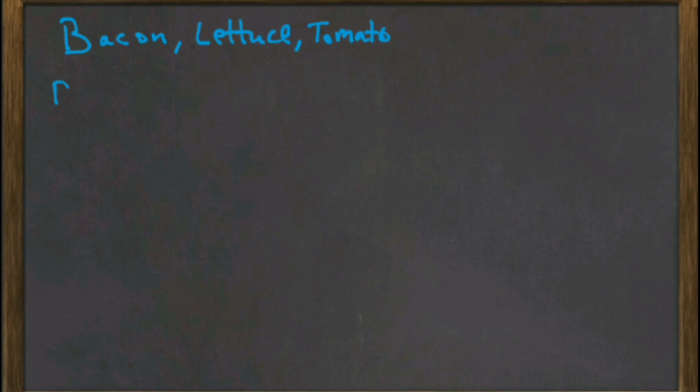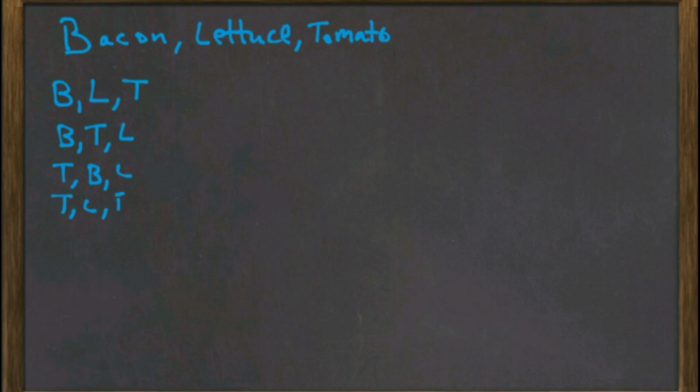Okay, so we could write it, and let's say bacon's on the bottom. We could put it in order as it's written or as it's said. But we could also flip the last two, right? So we could have bacon, tomato, and lettuce. We could go bold and put tomato on the bottom.